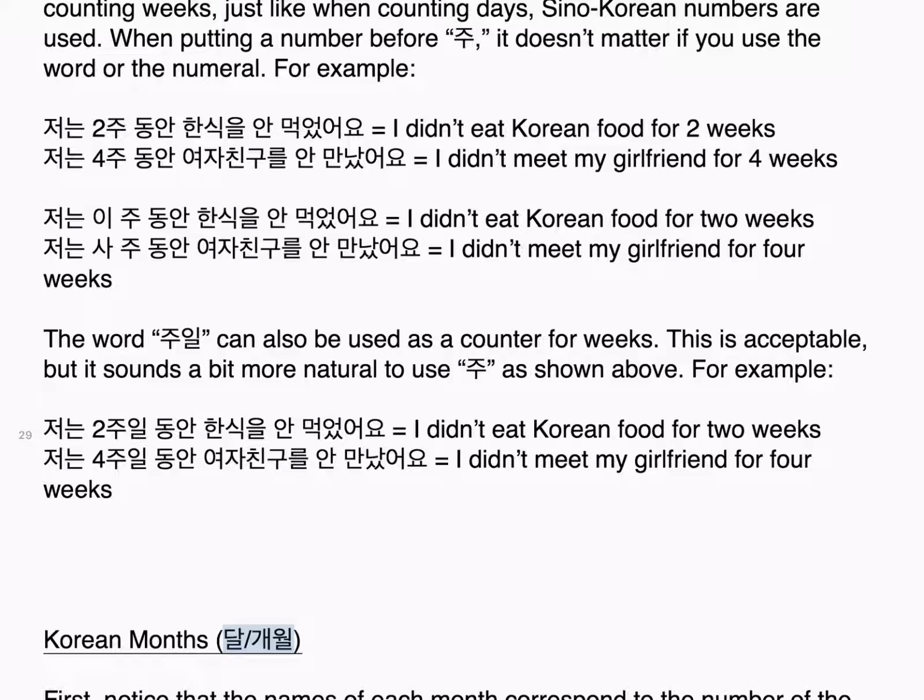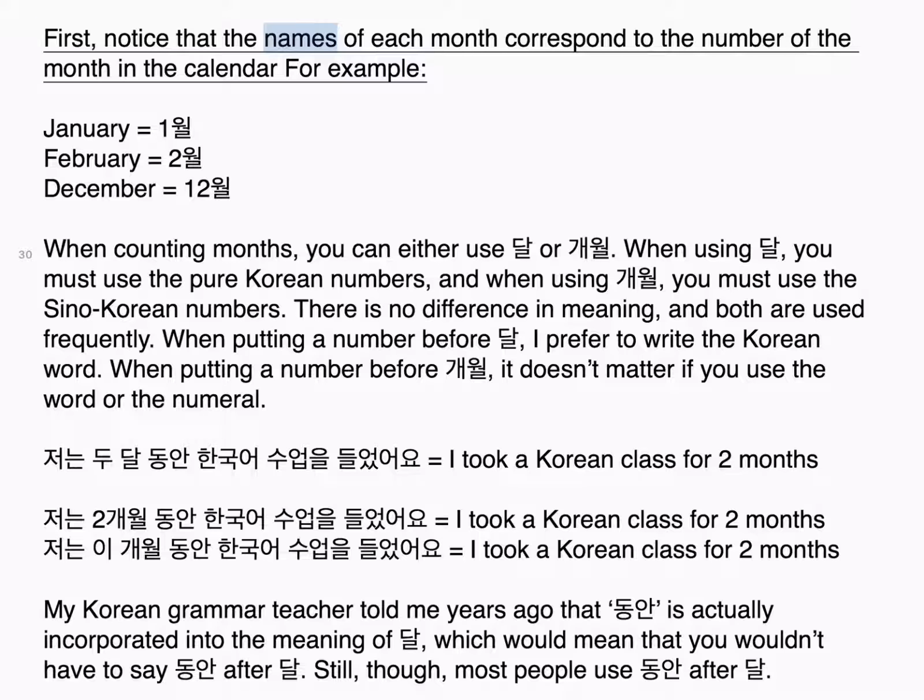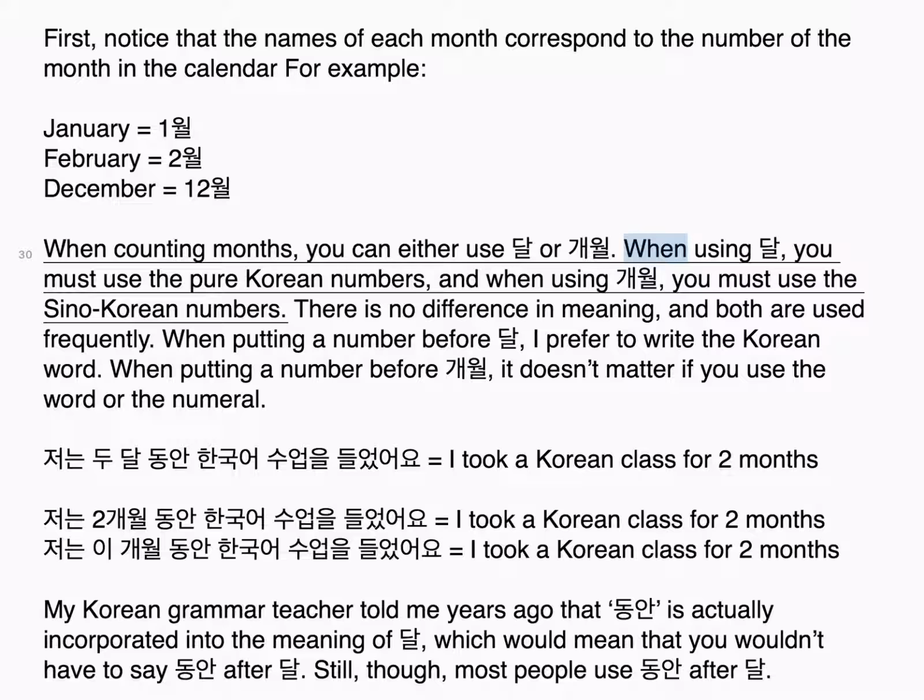Korean months: 달, 개월. First, notice that the names of each month correspond to the number of the month in the calendar. For example, January equals 1월, February equals 2월, December equals 12월. When counting months, you can either use 달 or 개월. When using 달, you must use the pure Korean numbers, and when using 개월, you must use the Sino-Korean numbers. There is no difference in meaning, and both are used frequently.